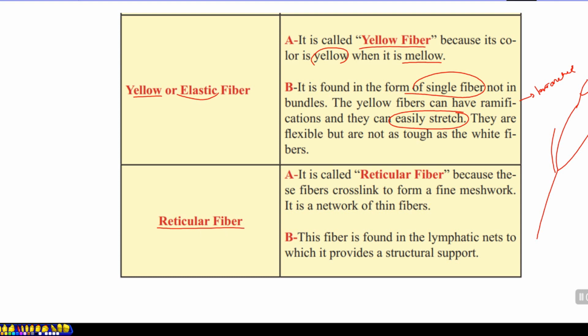The reticular fibers are called reticular because they make cross links to form a meshwork, like what? A network of fibers, including some intercellular substance with thin fibers. These thin fibers are found in lymphatic nodes, which are a crossing point of lymphatic vessels, to provide structural support, which is the main function of connective tissue.